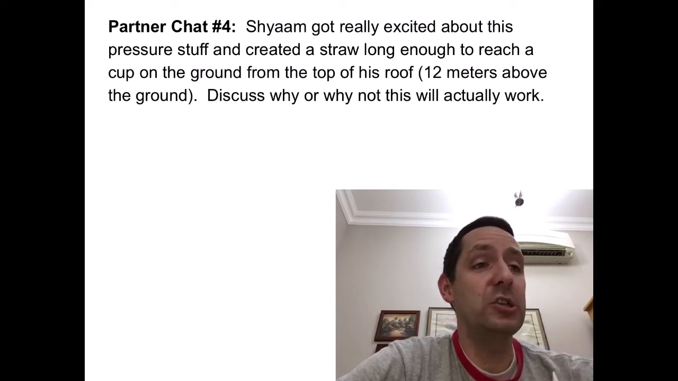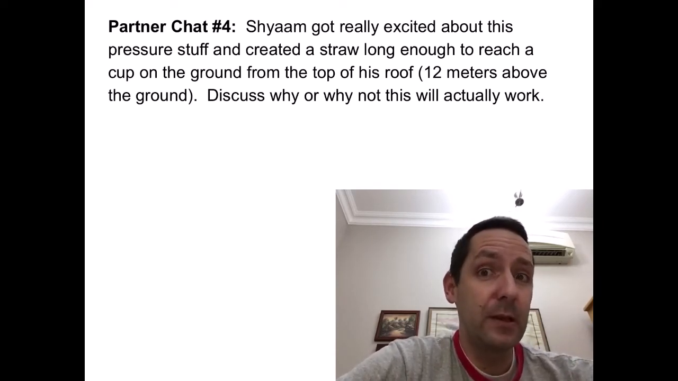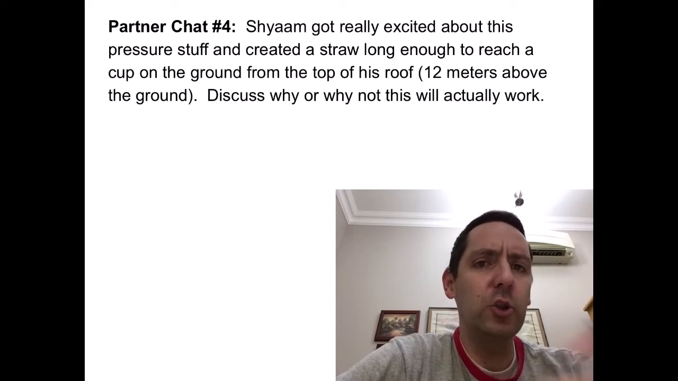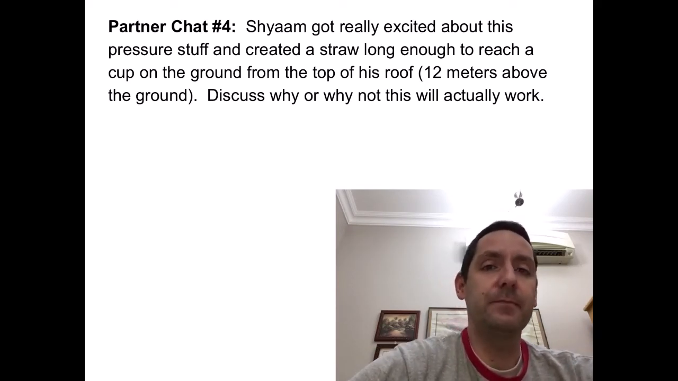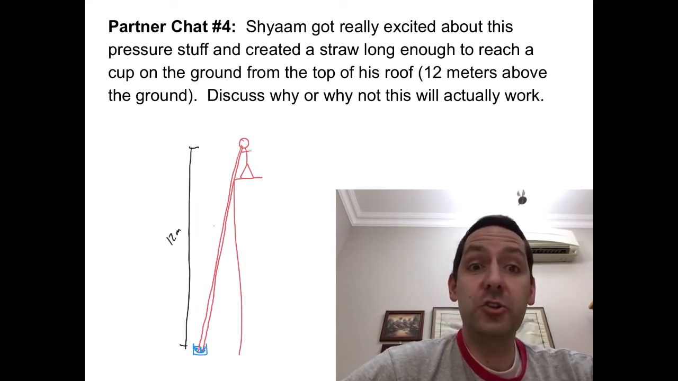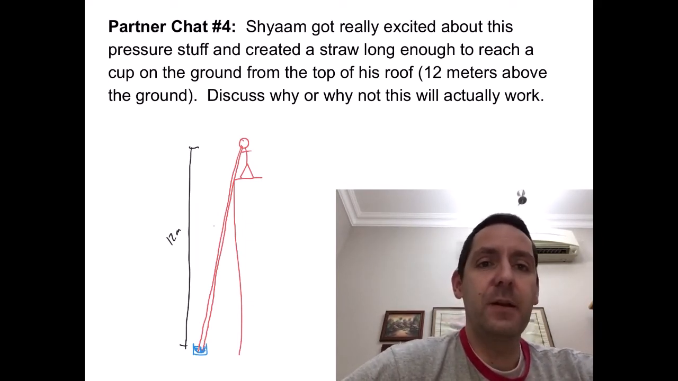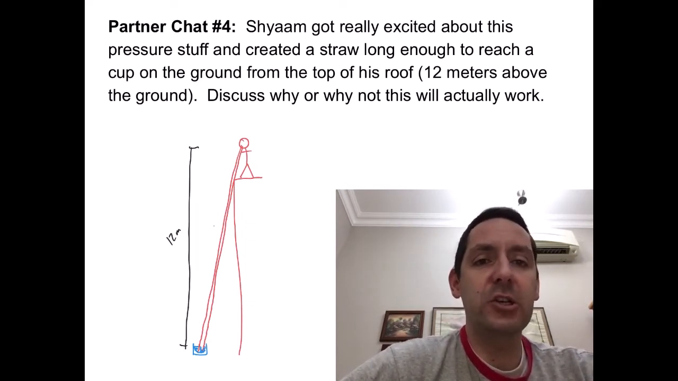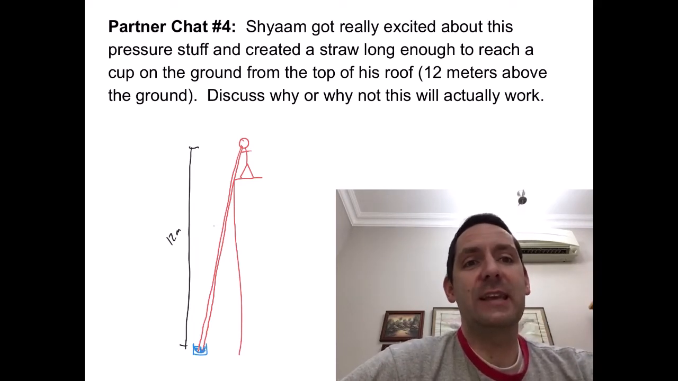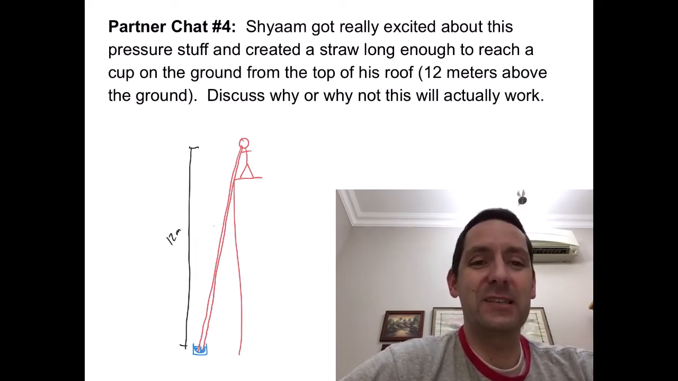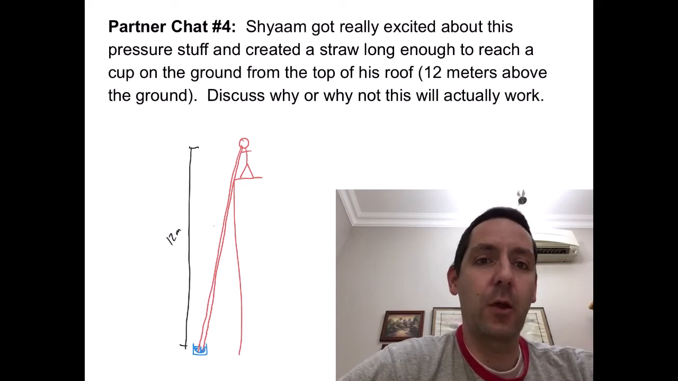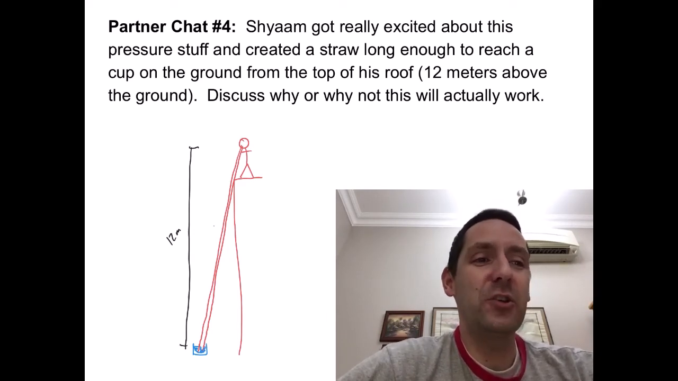Now, the first thing I want you to do is to draw a picture. So think about a picture, what would it look like? And then secondly, see if you can answer the question, all right? All right, so hopefully you drew something like this. You've got Shyaam, he's got a straw, which is 12 meters, and the question is, can he drink from this straw from the top of his house? All right, now that you've got a picture, see if you can solve it.